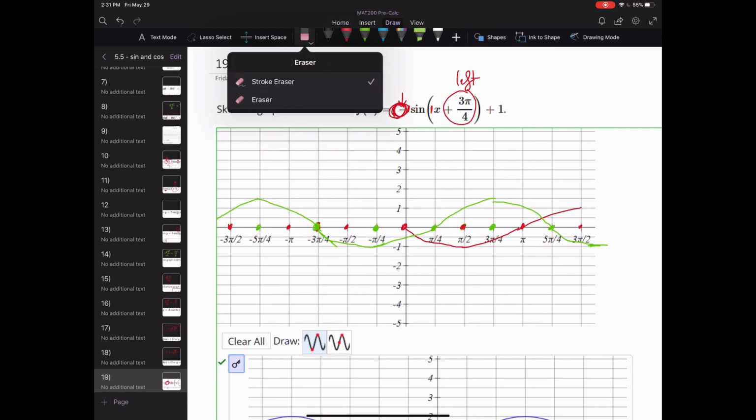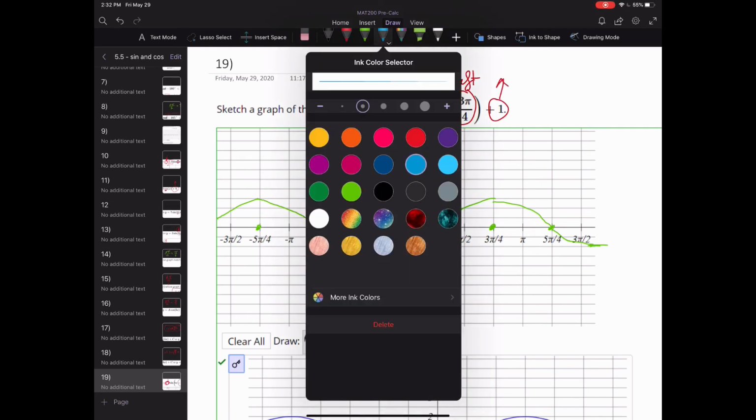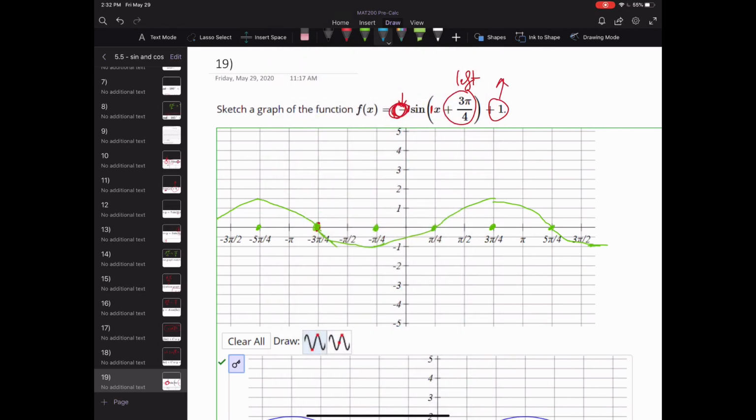Let's erase. I'm going to erase this just to not confuse me. Now I'm going to erase these points too, because we don't need them. Now let's do the final shift. You got to shift it up 1, so everything has to be shifted up. I'm going to do this in blue. So this point gets shifted up 1 space. This point gets shifted up exactly 1.